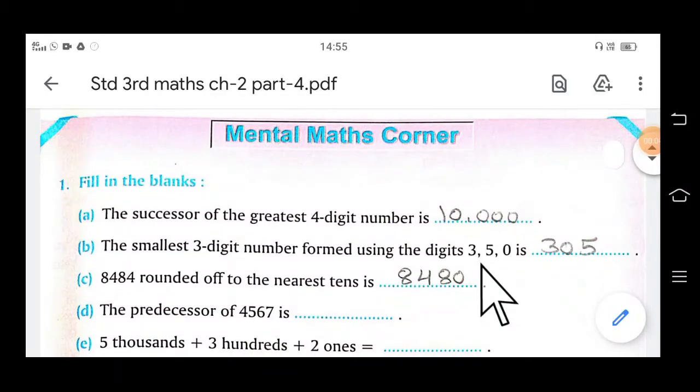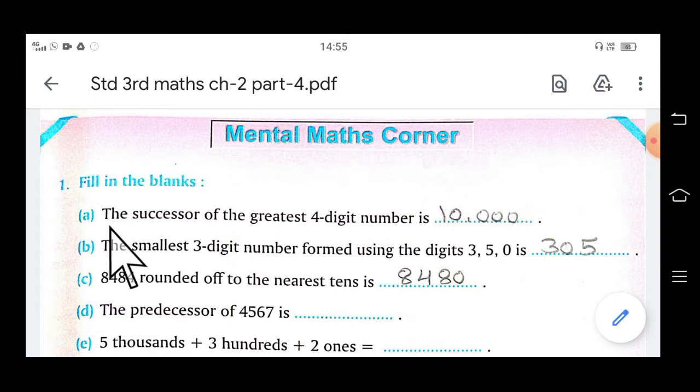Now we start today our mental maths corner. Chapter 2 Mental Maths Corner. All our activities are done, so today we start our mental maths corner. In mental maths corner, the first question is fill in the blanks.